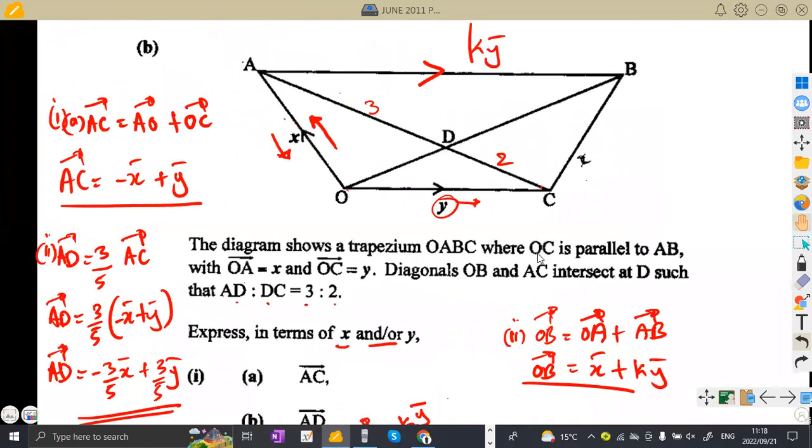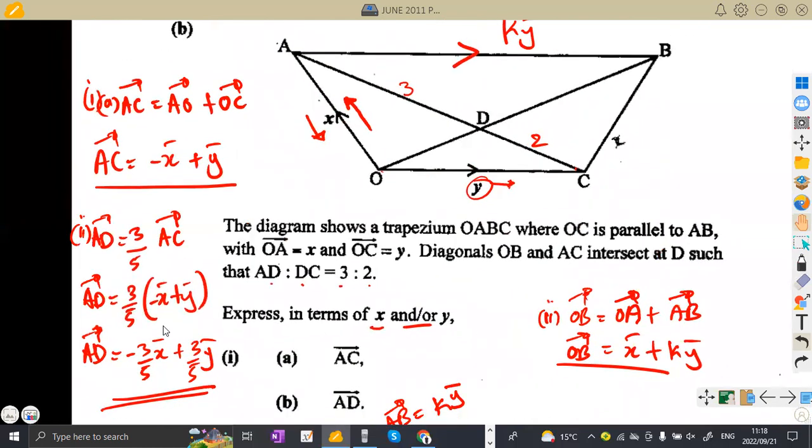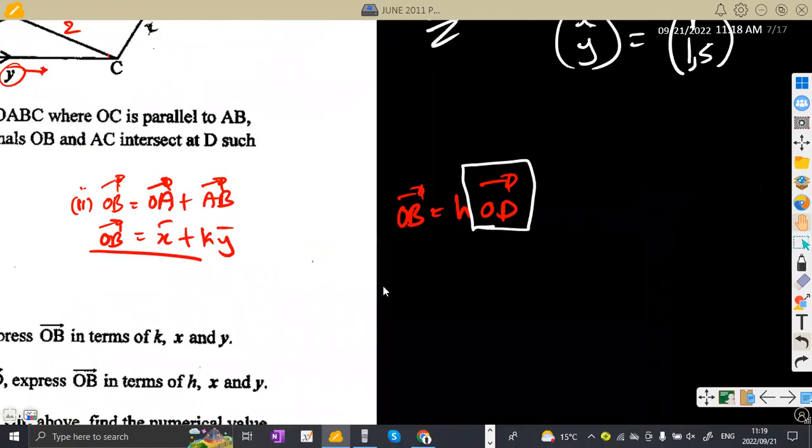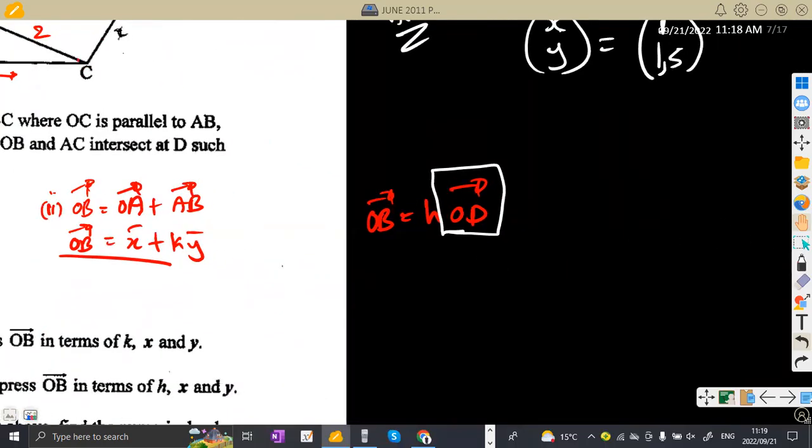So we are supposed to calculate OD, because we do not have anything about OD. We're supposed to calculate that OD first. Which route are we going to take? For us to have OD, we can take this route from O to A and from A to D. Since we have vector AD here, OD is going to be OA plus AD.